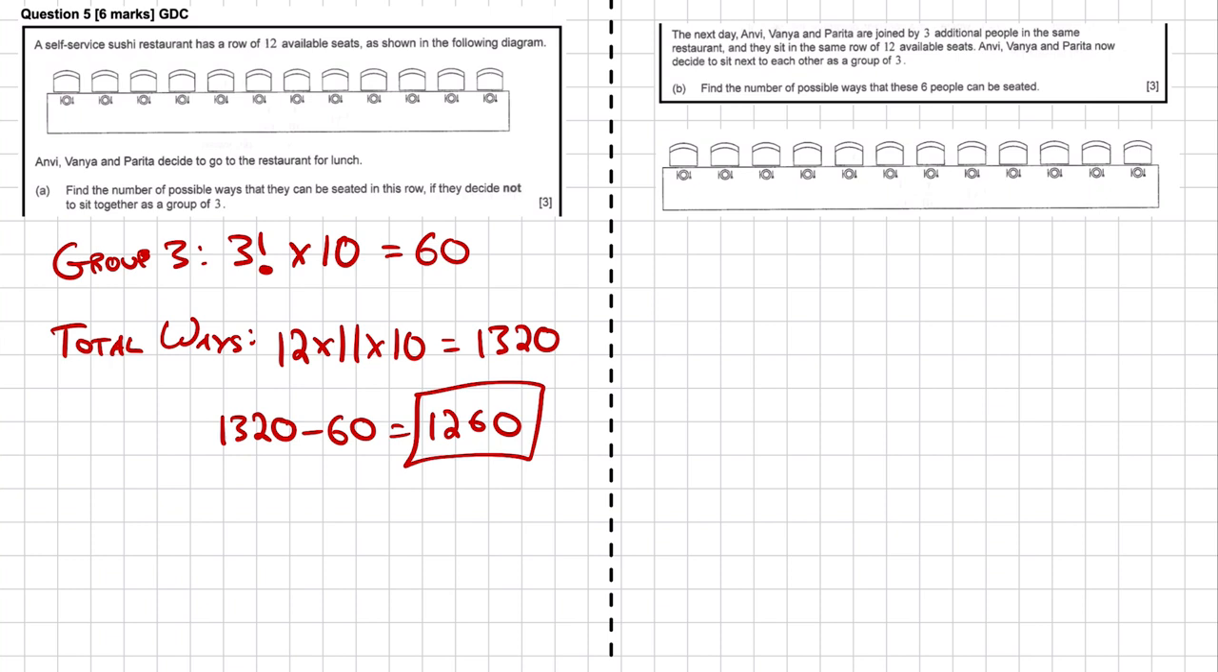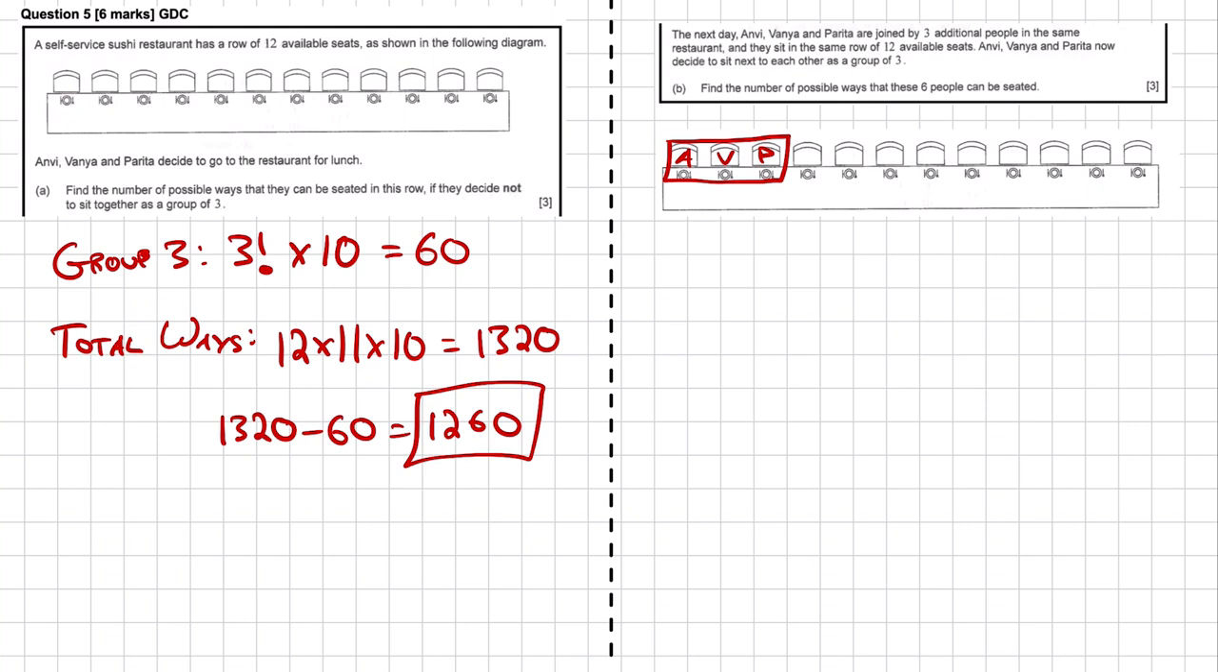And for B, we have another three additional people at the same restaurant sitting in the same row, and our three original restaurant goers now decide to sit next to each other as a group of three. Find the number of possible ways that these six people can be seated. Okay, so again, we want to think about our first group here. I have A, V, and P. So we are sitting together now in a group of three.